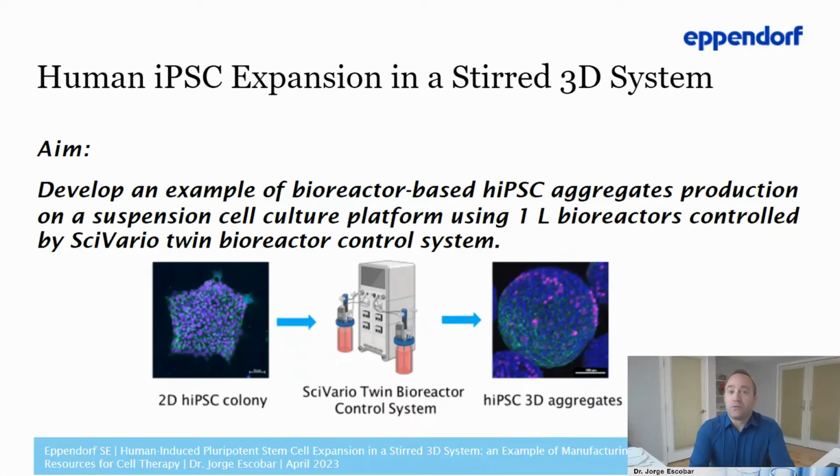Now I'm going to introduce some details about what we have developed, and the example we developed in the bioreactor-based human iPSC aggregate production on a suspension cell culture platform, using a 1 liter bioreactor controlled by the Cyberio Twin bioreactor control system. Basically, as you see in the slide, we were able to create the colonies in 2D, and by using the Cyberio Twin bioreactor control system, we were able to obtain the human iPSC aggregates in 3D.